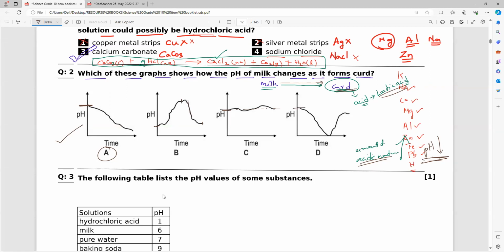And here the pH has completely turned into acid. It's a strong acid because it is almost zero. Zero means very strong acid. And then again the acidic nature is decreasing. So that's why these graphs are not explaining the turning of milk into curd. When milk turns into curd, the acidic nature continuously increases and the pH value keeps on decreasing. So that is why option A is correct.